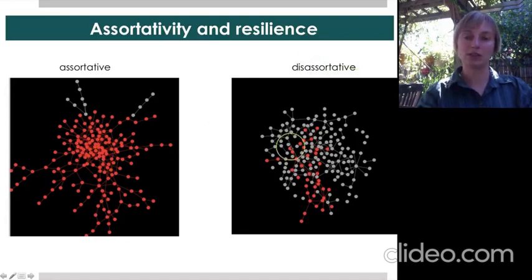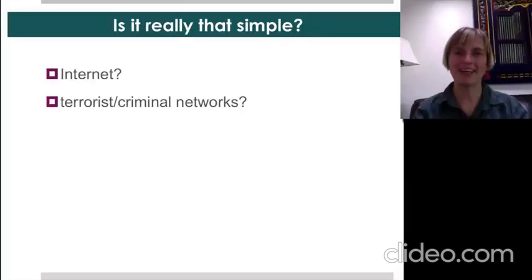In the disassortative case, however, a lot of these nodes were connected just to the hubs, and so once the hubs were removed, the network was pretty much broken up with the removal of just 10 nodes. But the question might be, is it really that simple? Is it just that you can map out the network, figure out which nodes to target, and you're done?